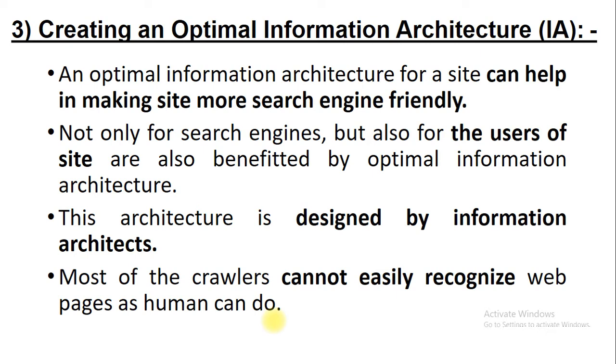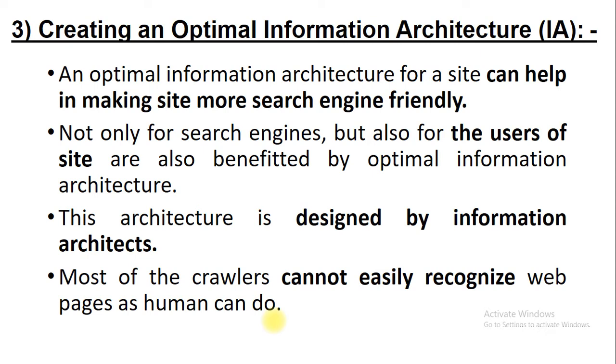Now let us read out the points. An optimal information architecture for a website can help in making the site more search engine friendly. That means by creating the information architecture for the particular website, you can get the benefit of search engine friendliness. So that is the first reason why you need to create information architecture for a particular website.